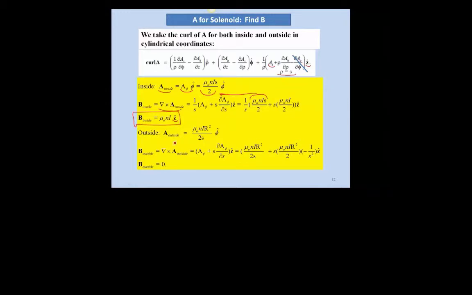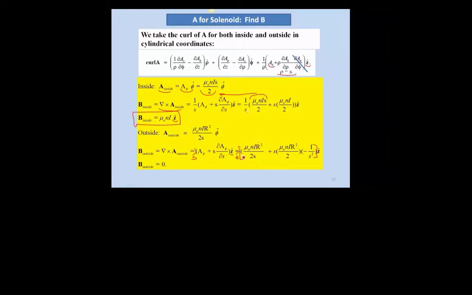So let's go outside. Here's A outside, which we derived. Again, it's in the phi direction. So we have the same situation where we're only going to have, this should be 1 over S. So we have the same expression for the curl. It's 1 over S times the phi component of A plus S times the first derivative of A phi with respect to S. And again, it's in the z hat direction. If you go ahead and do this, you have the function mu0 n i r squared over S. All of this is multiplied by 1 over S, which is this factor here.